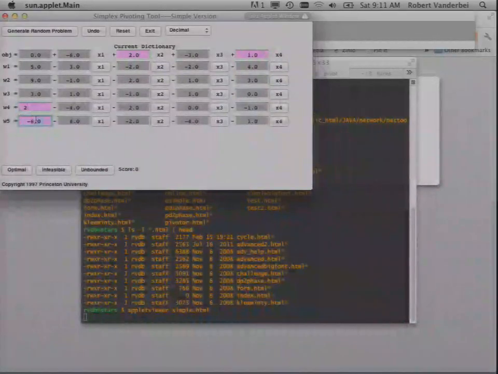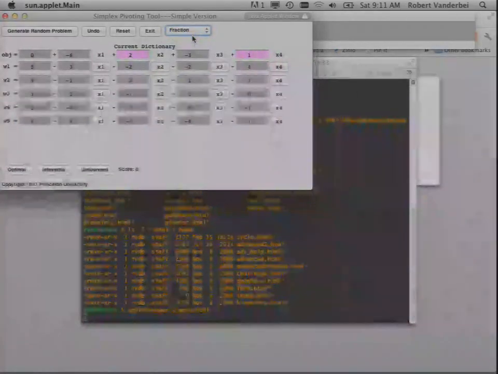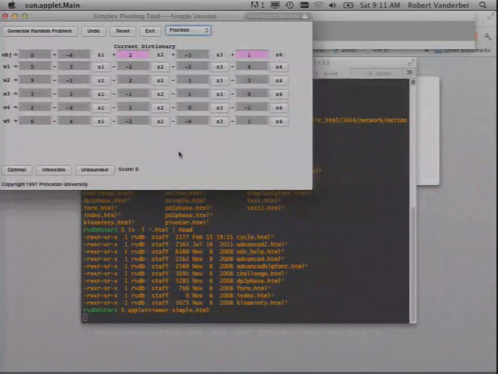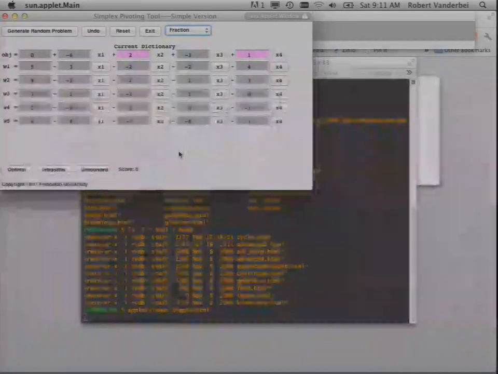Let me just make sure it's feasible. The little tool here doesn't always generate feasible problems. So there's a feasible problem right there. In this particular problem, I have two objective coefficients that are positive. I could pick either one of them as the entering variable, either x2 or x4.